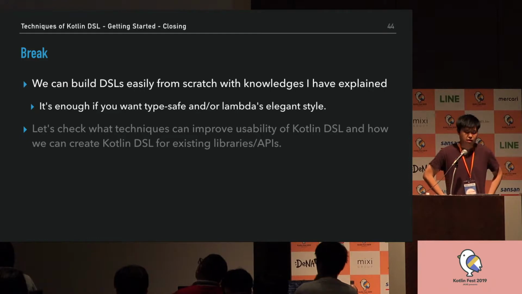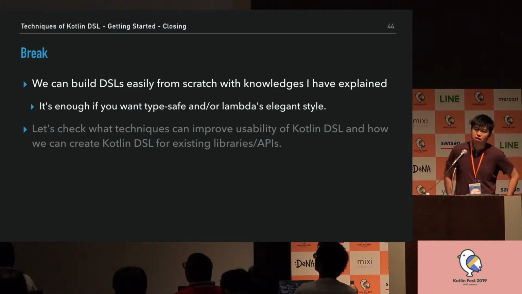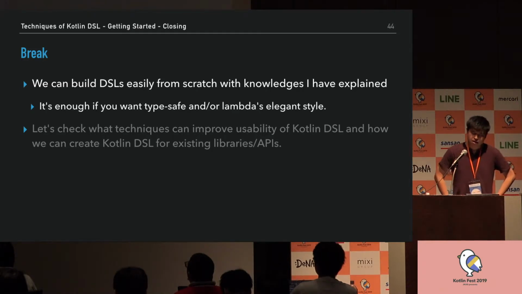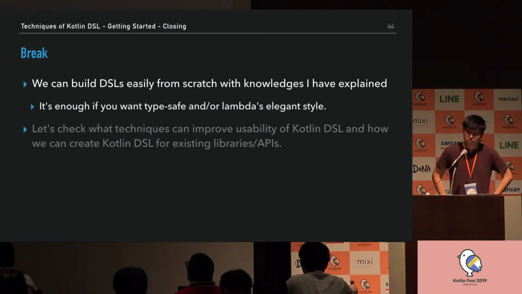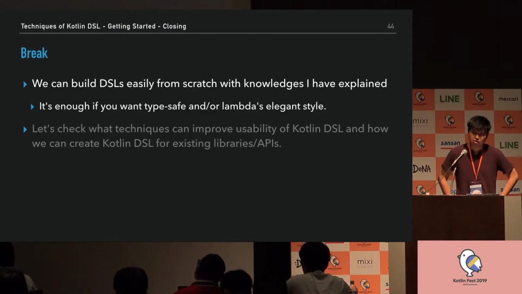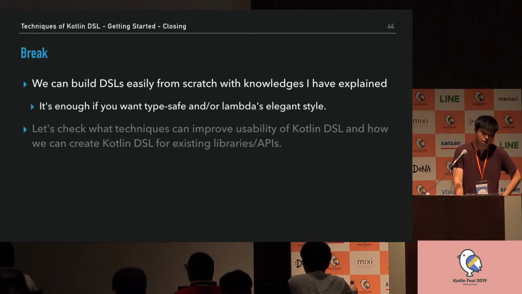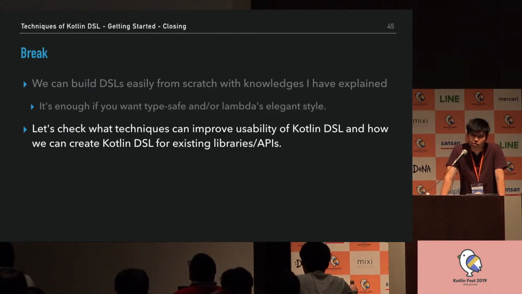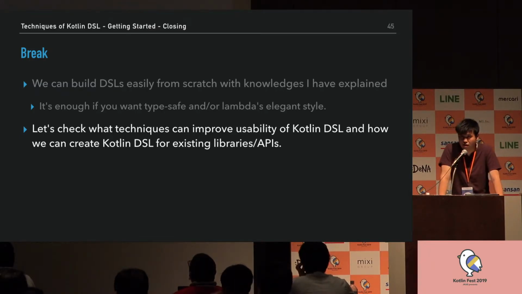I have explained several language specifications, and hopefully you can imagine how you build very simple Kotlin DSLs. I think it's even enough if you want type-safe builders or just use lambda to style code. Okay, so let's dive into what techniques will improve readability and understandability of Kotlin DSL, and how we can build Kotlin DSL for existing libraries and APIs.